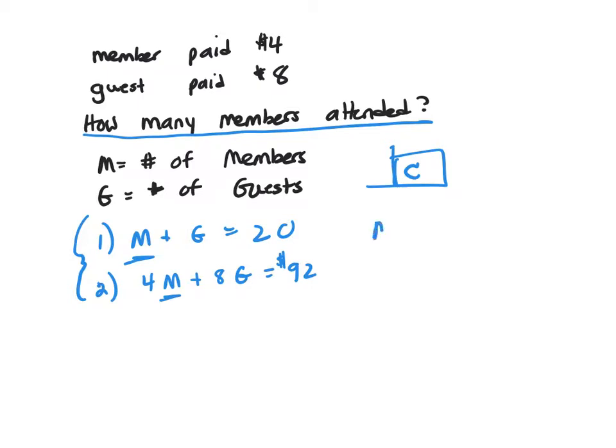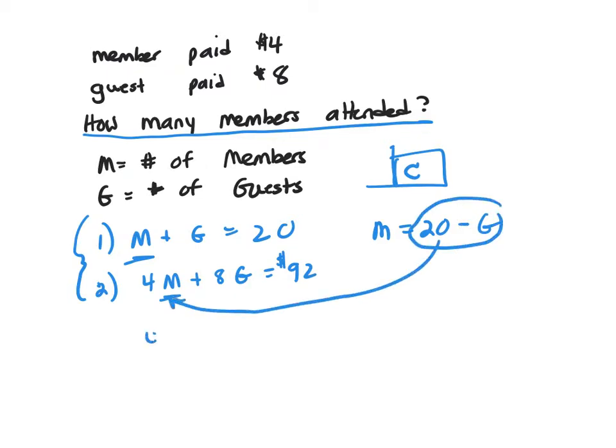I could take this top equation and solve it for M. You could solve it for G just as easily. And then take this expression for M and plug it in right there. So you have 4 times (20 minus G) plus 8G equals 92.